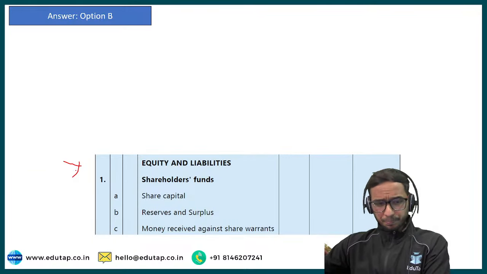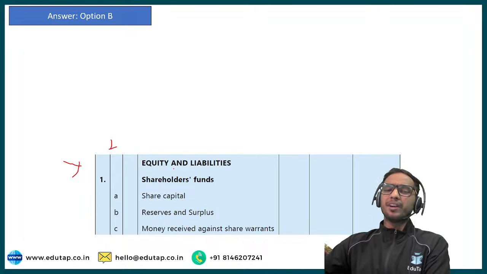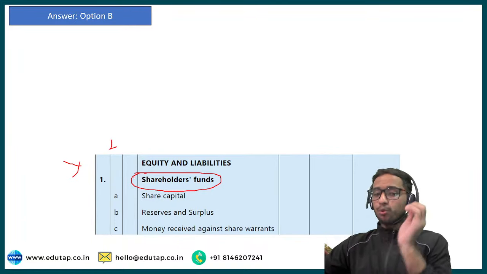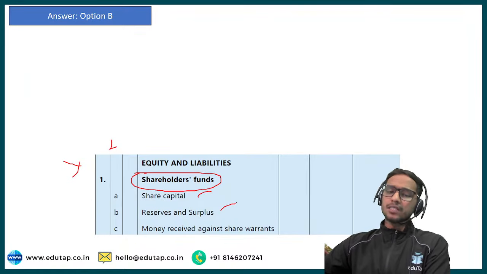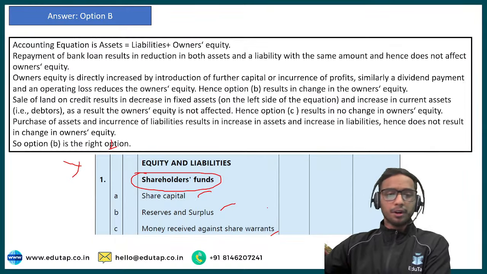So this is the format of equity and liabilities, inside which we have the shareholders fund, not all the format but only the shareholders fund that we have already discussed here, right? So share capital, reserve and surplus, and one more thing we have, that is money received against share warrant, right?